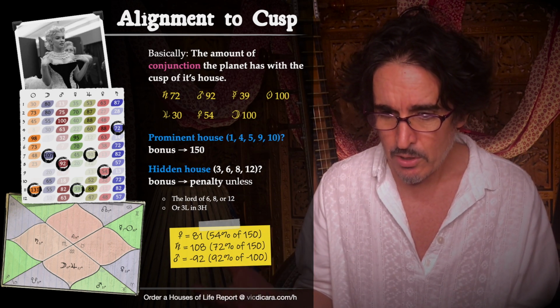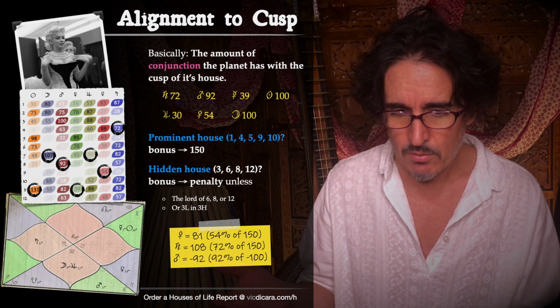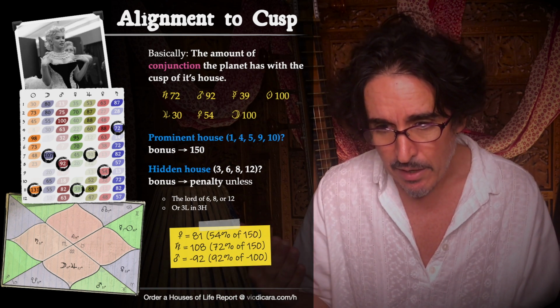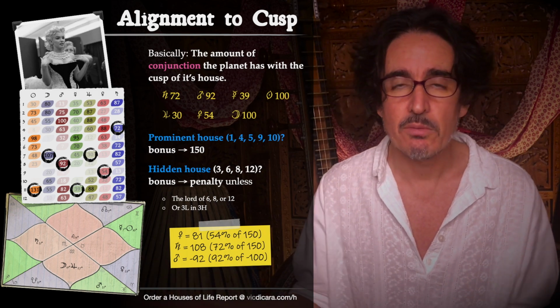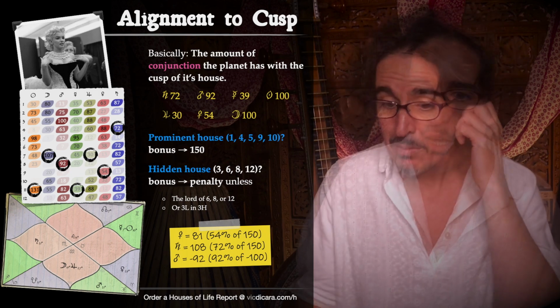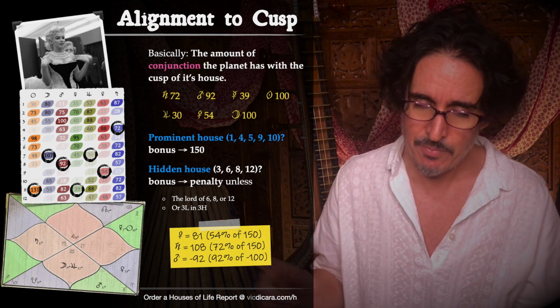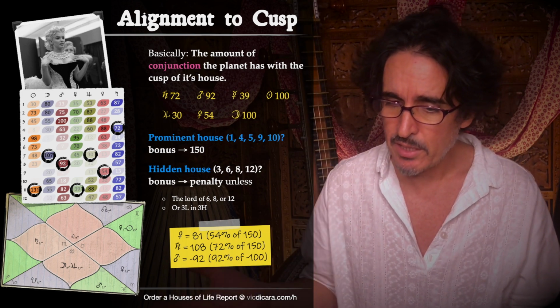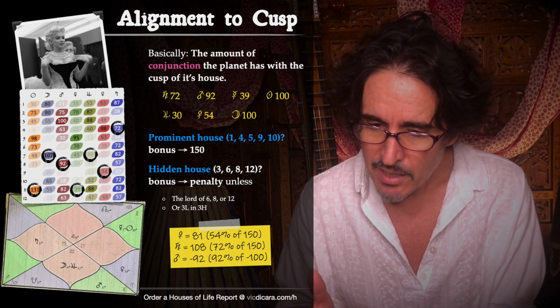For example, Jupiter and the Moon are just in a regular house, so Jupiter has 30% of 100, in other words 30. The Moon has 100% of 100, so it has 100. But these 3 planets that are in the post-it are special cases because they're either in a prominent house or a hidden house. So Venus and Saturn are in prominent houses.